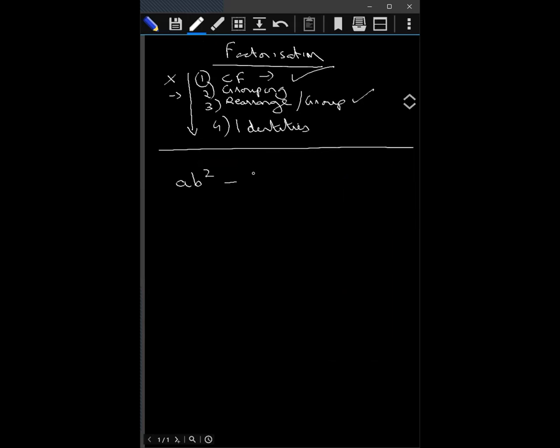AB squared minus A minus 1 into B minus 1. Do this. AB squared minus (A minus 1) into B, brackets B minus 1. Now remember, I told you in the beginning itself, we cannot do 3 terms. There are 3 terms here. So think now what we should do.